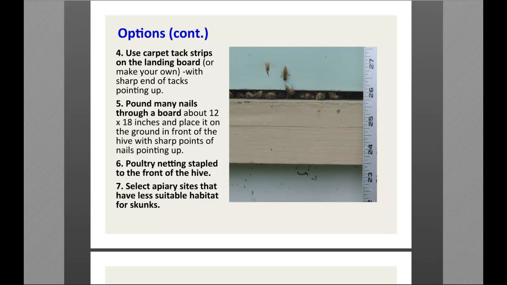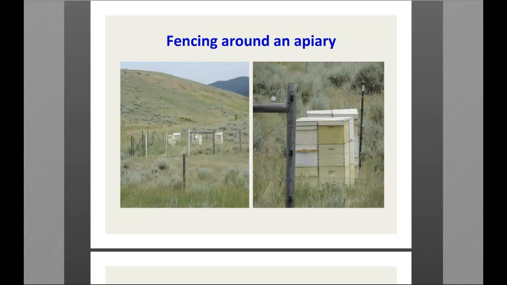Another one which I've never tried, but poultry netting, if you would take some of that and fold it and then staple it to the front of the hive, that could interfere with the skunk pawing away at the front. So that may be an option. And then also selecting apiary sites that have less suitable habitat for skunks. Sometimes we don't have a real good option, but if you have a good option on that, you might want to consider it. And I want to show you here just a couple photos of that sort of thing.